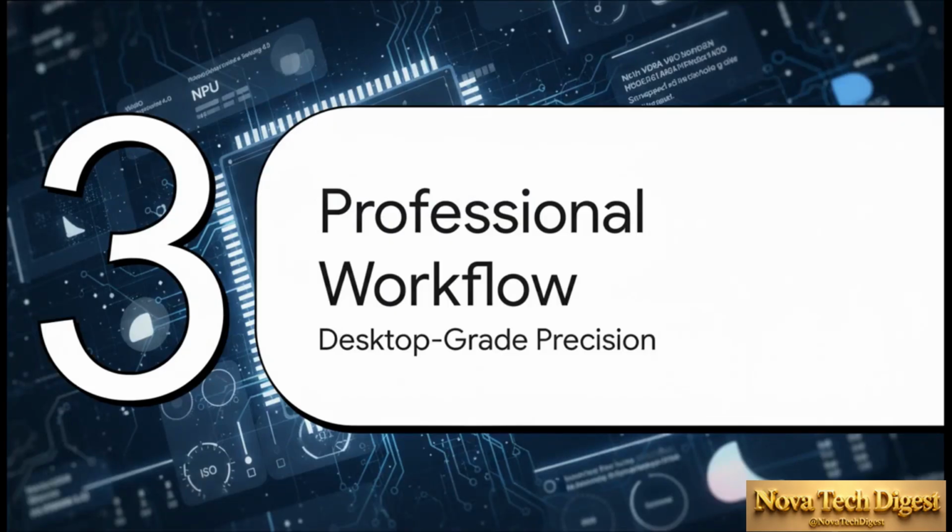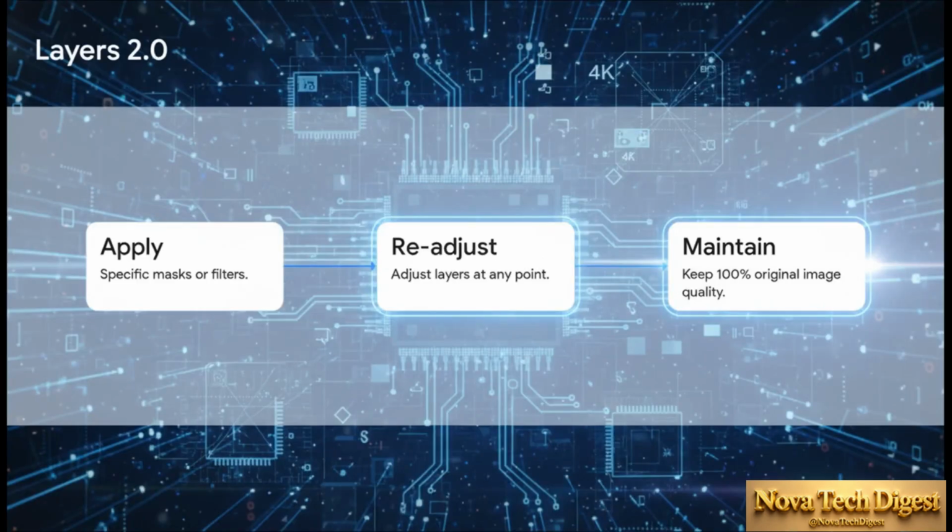Section 3. Professional Workflow and Desktop-Grade Precision. Now, Snapseed is integrating workflows usually reserved for heavy desktop software. The absolute cornerstone of this is non-destructive layers 2.0. Snapseed has always had a feature called stacks, but this is a far more intuitive step-by-step layer workflow. Step 1, you apply your specific masks or filters. Step 2, you can jump back and readjust those specific layers at literally any point in your editing process. And step 3, because it's completely non-destructive, you maintain absolutely 100% of your original image quality. You're never permanently baking in a mistake.